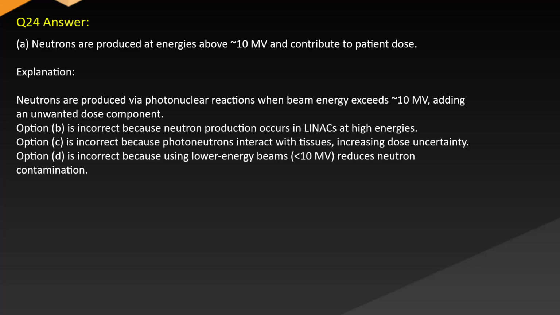Answer: A. Neutrons are produced at energies above 10 MV and contribute to patient dose. Explanation: neutrons are produced via photonuclear reactions when beam energy exceeds 10 MV, adding an unwanted dose component. Option B is incorrect because neutron production occurs in LINACs at high energies. Option C is incorrect because photoneutrons interact with tissues, increasing dose uncertainty. Option D is incorrect because using lower energy beams, 10 MV, reduces neutron contamination.